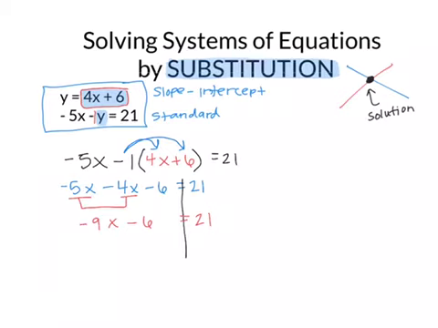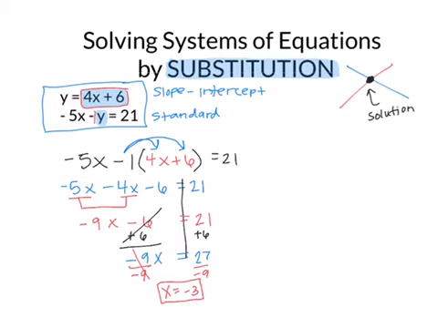Now back to basics, solve for x. Add 6 on both sides because that gives us a 0 pair. So now we have negative 9x equals 21 plus 6, which is 27. Divide by negative 9 on both sides. And so we know that x equals 27 divided by negative 9, which is negative 3.